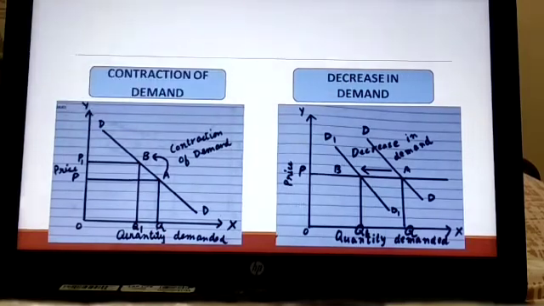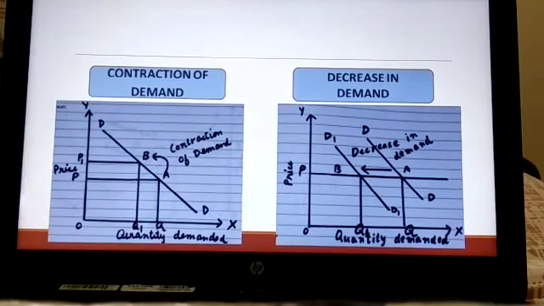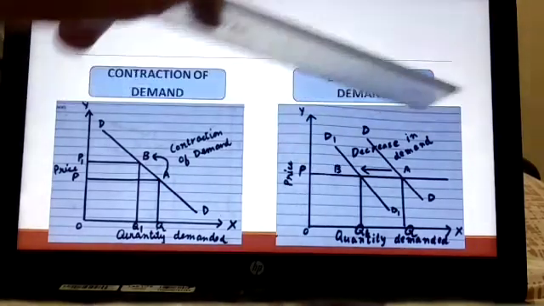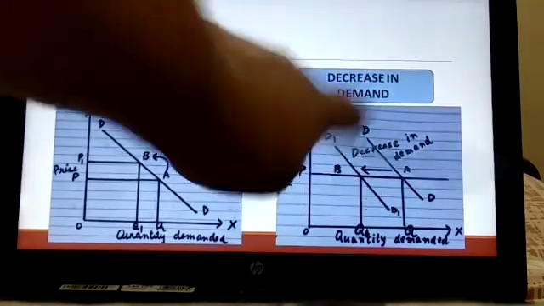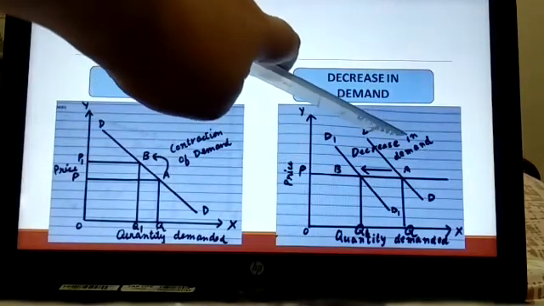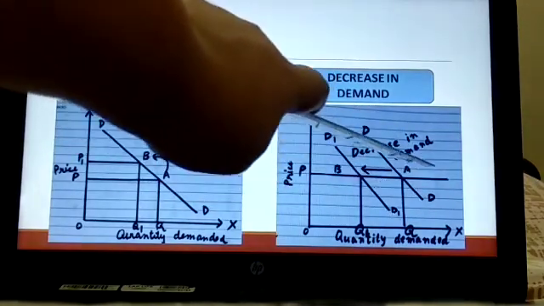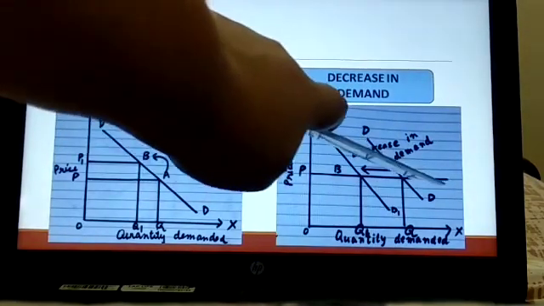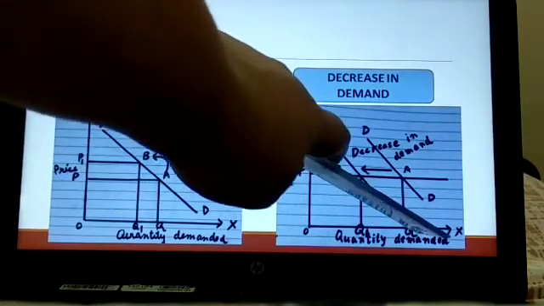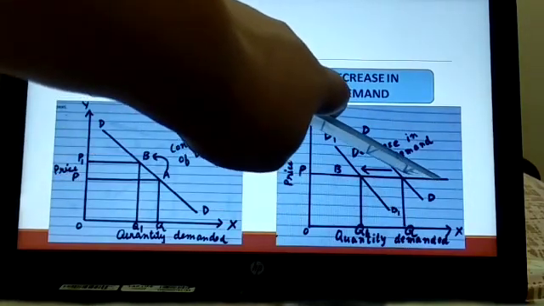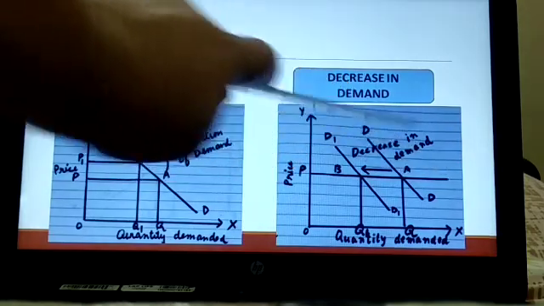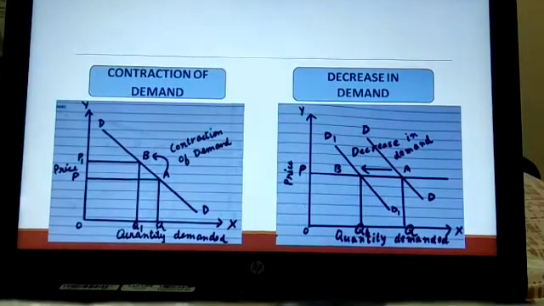And in decrease in demand, the price remains the same. But the demand curve shifts from DD to D1, shown by a leftward shift. A to position B, Q, Q1. There is a leftward shift from position A to position B, showing decrease in demand.